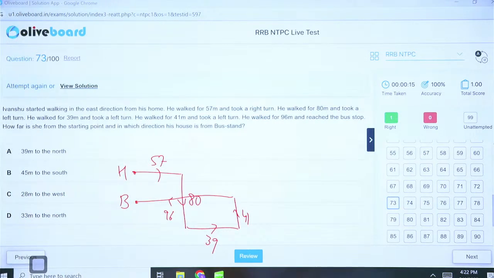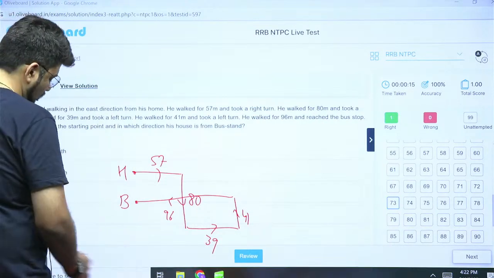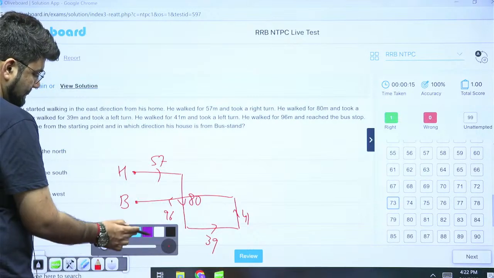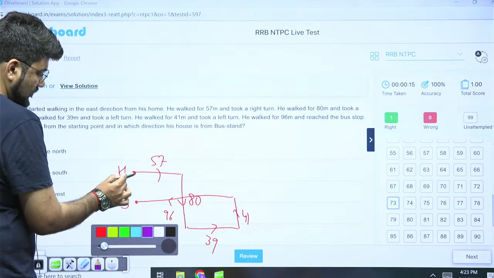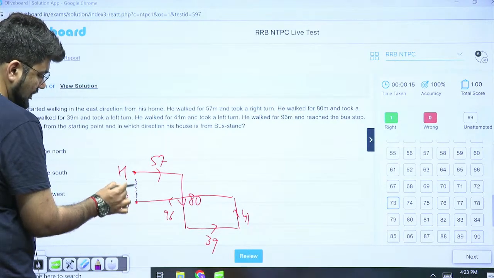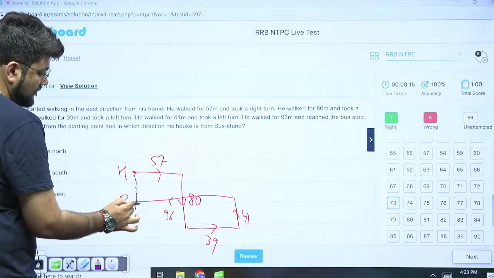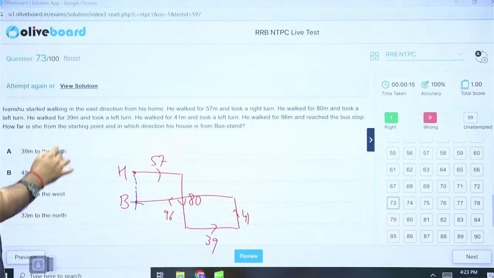How far is she? Okay, Ivanshu is a girl. How far is she from the starting point and which direction is his house from the bus stand? So they are asking you this direction. And which direction is house from the bus stand? So you definitely know north. So either north, either north. This has to be our answer.